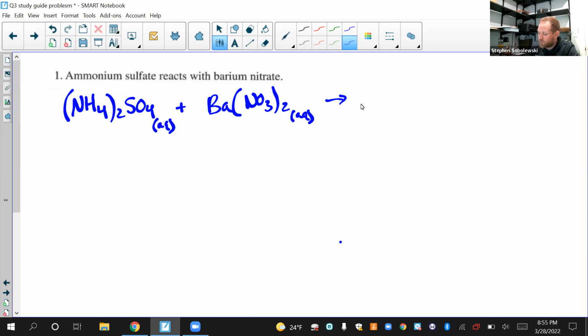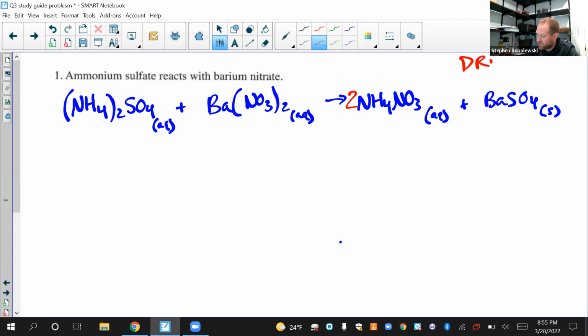So ammonium bonds with nitrate, giving us NH4NO3. You look that up on your solubility table. That will be aqueous. Barium sulfate is BaSO4. That is going to be solid. So this one does take place. And we balance it with just a 2 right there. So our type of reaction is a double replacement reaction or double displacement reaction.